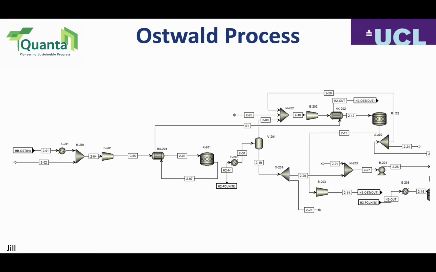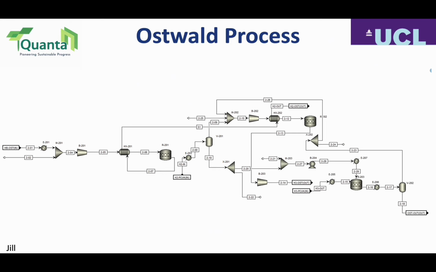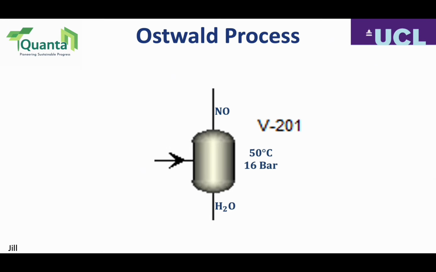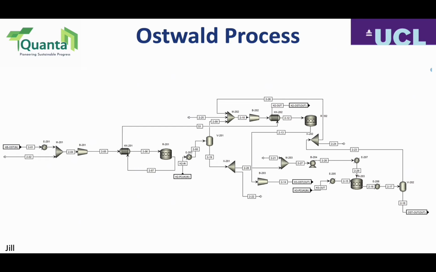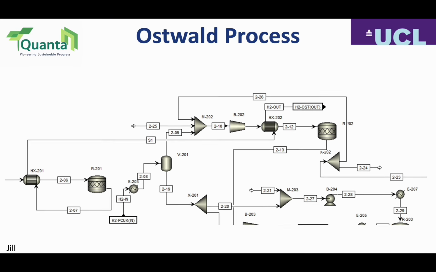Moving on to the Ostwald stage, it begins with ammonia and enriched air as the reactants. This enters the first reactor. Here, the ammonia combusts with oxygen to form nitric oxide and water. The mixture is separated in a flash drum so that most of the water leaves from the base and the gas rises. This gas then joins more enriched air and passes through a cooler and a compressor before entering the next reactor. In this vessel, nitric oxide reacts with oxygen to form nitrogen dioxide.